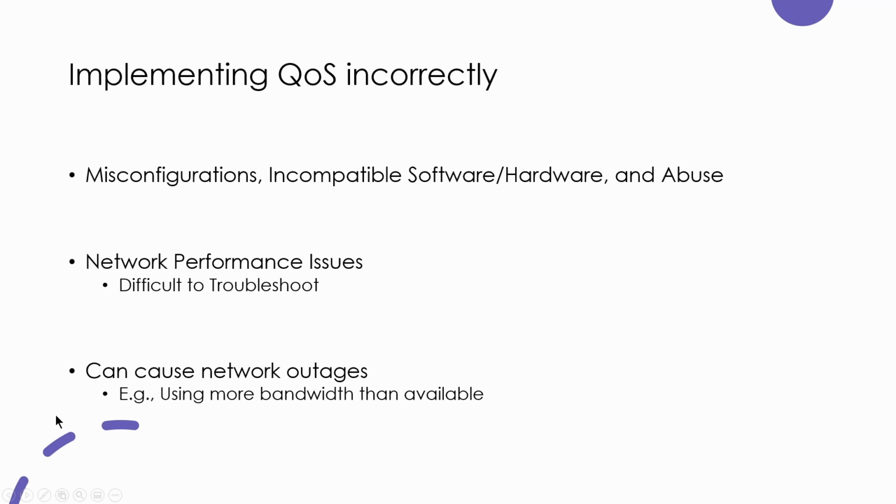There's also implementing QoS incorrectly. This can occur just from misconfigurations, incompatible software and hardware, and just abuse from attackers. It will lead to similar problems that you would get from not implementing it, so you need to be able to implement QoS correctly. Otherwise, you will run into network issues that are difficult to troubleshoot, and you can cause network outages by doing this incorrectly by trying to use more bandwidth than available, and you could shut down your network completely.